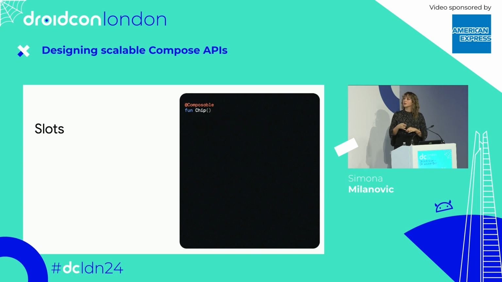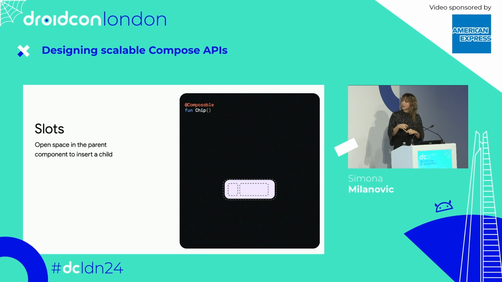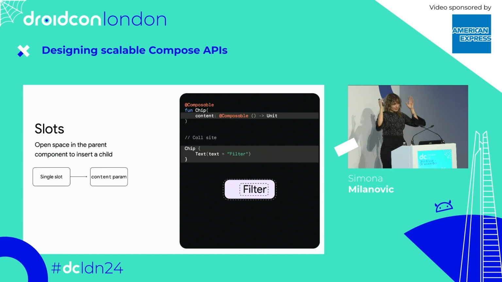Now, another concept that is very often used in Compose is our slot parameters, or slotted content. These are composable Lambda parameters that specify an open space inside the parent to be filled with child ones. For chips, for example, we wanted the user to have the option of inserting text, image, icon, or any other content. So for a single slot, the Compose way is to position it as the last parameter of the composable API, so it ensures consistency across components and that it can be used as trailing Lambda.